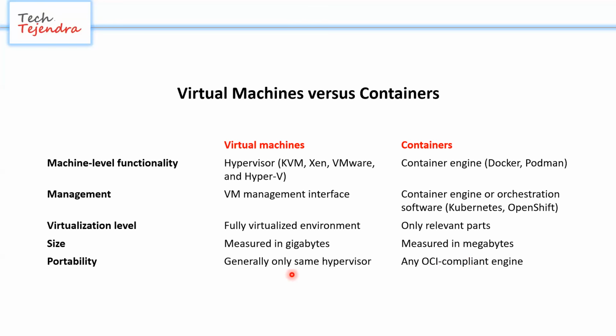Portability, generally only same hypervisor, and the container could be run in any OCI compliant instance, right? So it is very much portable. That's why this is the main advantage of using containers. That's why it is supported by many cloud platforms, and many applications running as microservices can use containers as a runtime.